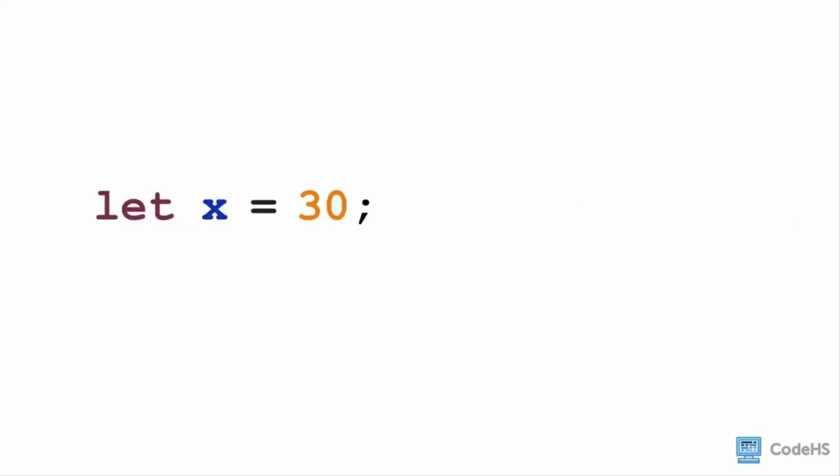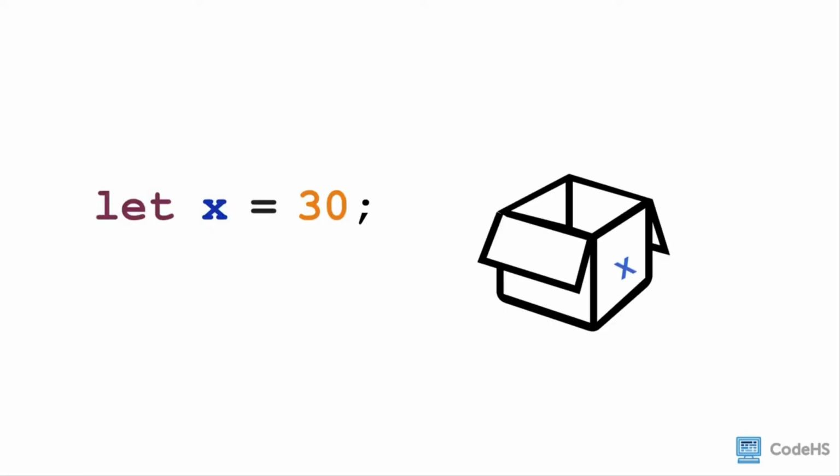For example, in this line of code, let x = 30, we're creating a variable called x and assigning it the value of 30. If we wanted to reassign the variable to have a value of 40, I could write x = 40. In doing this, 30 is removed, and now the variable x contains the value of 40. Notice how when I reassign a new value to the variable x, I do not include the let keyword. I only need the let keyword when I'm first creating a variable.